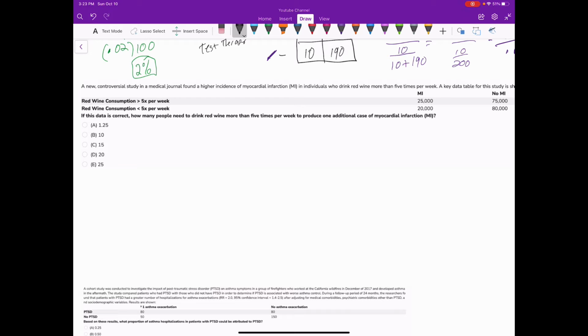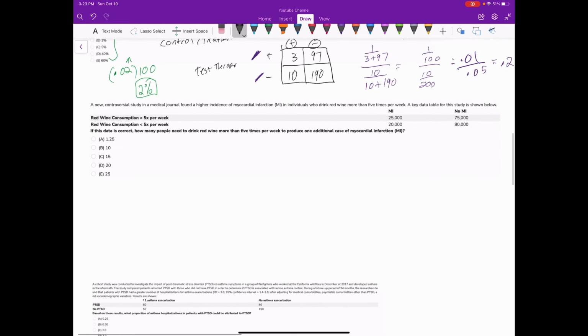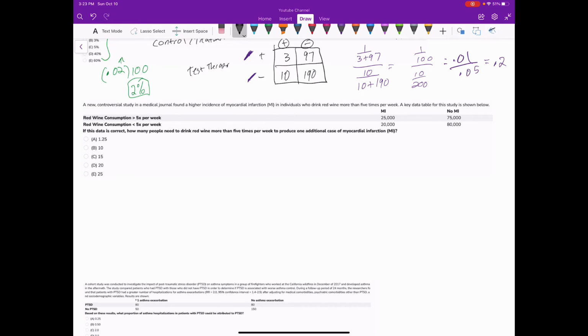A new controversial study in a medical journal found a higher incidence of myocardial infarction in individuals who drink red wine more than 5 times per week. A key data table for this study is shown below. So here's our table. If the data is correct, so hopefully the data is correct, how many people need to drink red wine more than 5 times per week to produce 1 additional case of myocardial infarction?